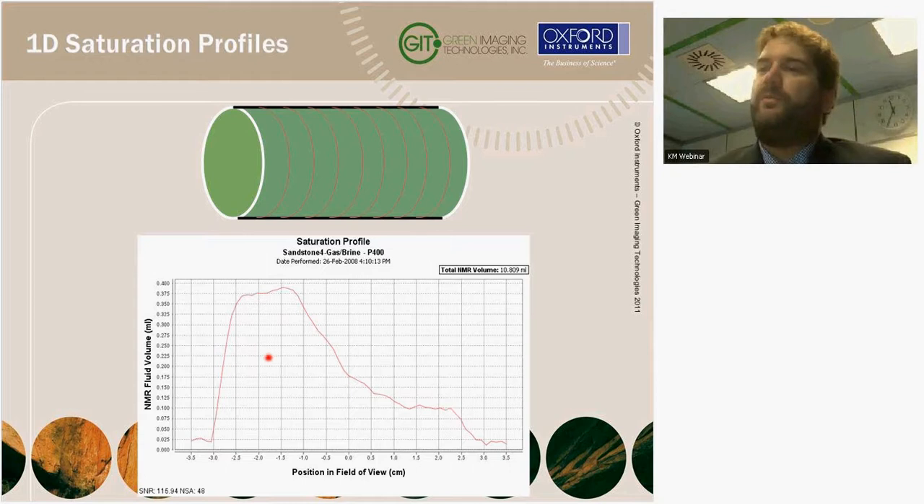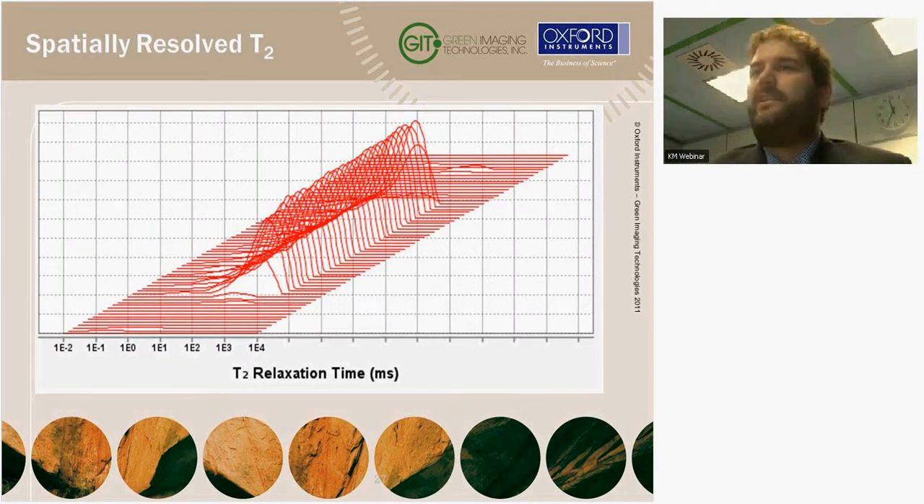I thought that's where we were going with this. I'm sorry. The beauty of this, of course, is to know where that water is. Is it in a big pore? Is it in a small pore? That's a lot more information than just how much water is there. And we can do that with techniques called spatially resolved T2. Now this rock is a fully saturated rock, so the T2 distribution is the same through the rock. So down this axis we have position, and on this axis we have a T2 distribution.